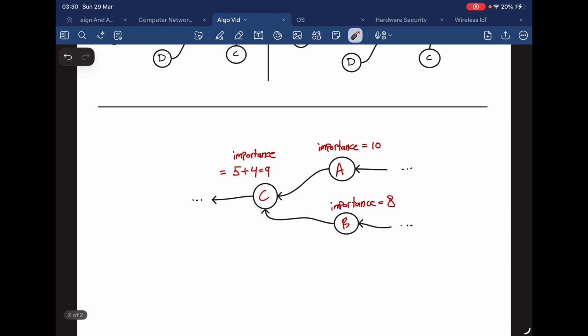In this example, let's say node A here has importance of 10 and node B has an importance of 8. Assuming each node offers 50% of the importance it has, C accumulates 5, which is 50% of A, and 4, which is 50% of B's, which leads us to 5 plus 4, which is 9 total importance.